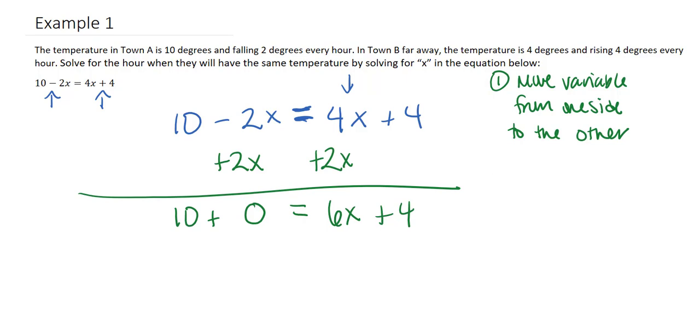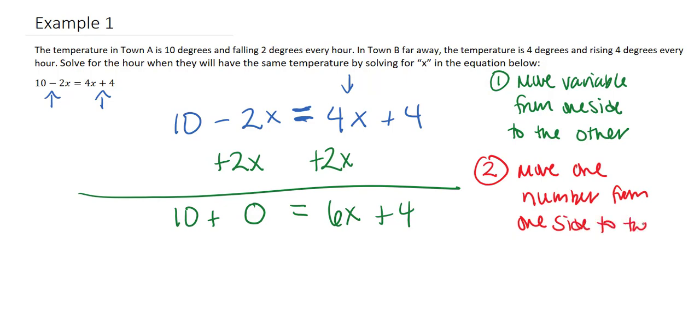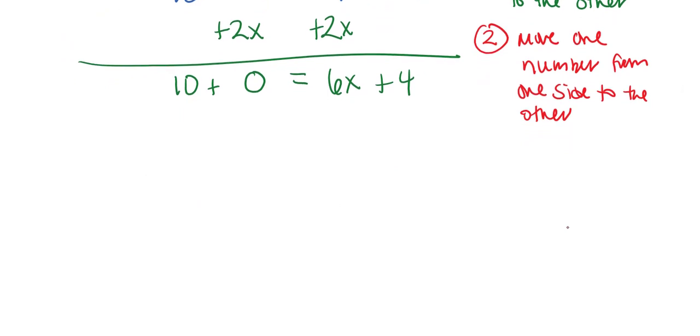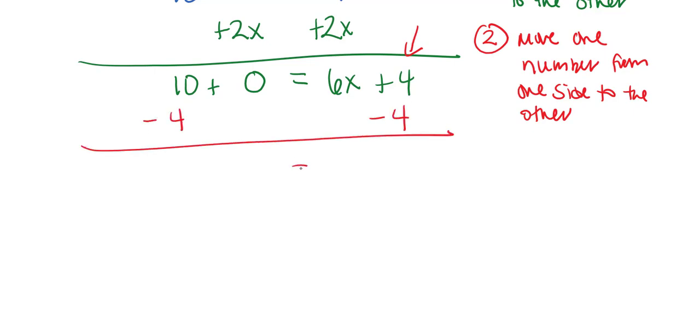Let's look at the next step. What's the next step? Move one number from one side to the other. We're going to get x by itself, so we need to move this 4. We're going to subtract 4 on both sides. We bring down 6x. This is now just 0. We don't need to bring down the 0, because 10 plus 0 is just 10. So 10 minus 4 is now 6.